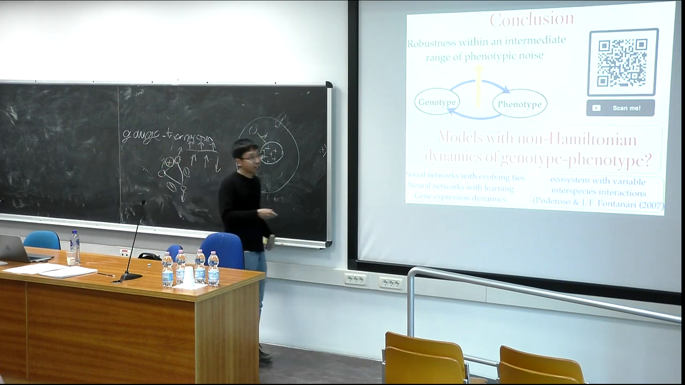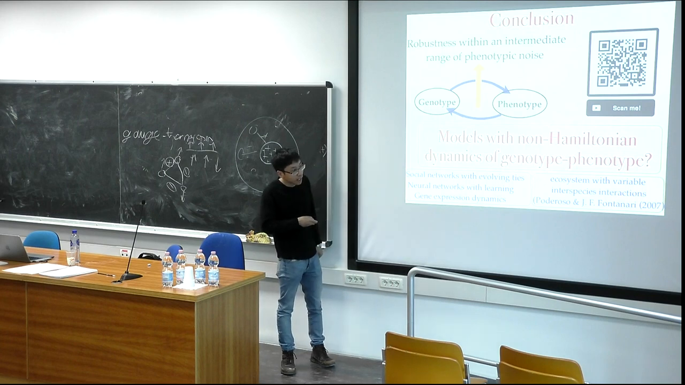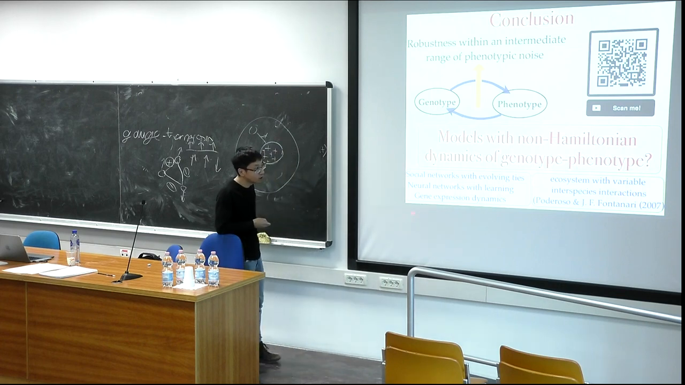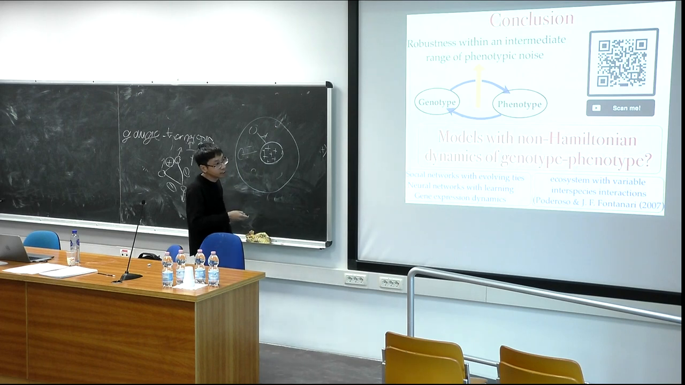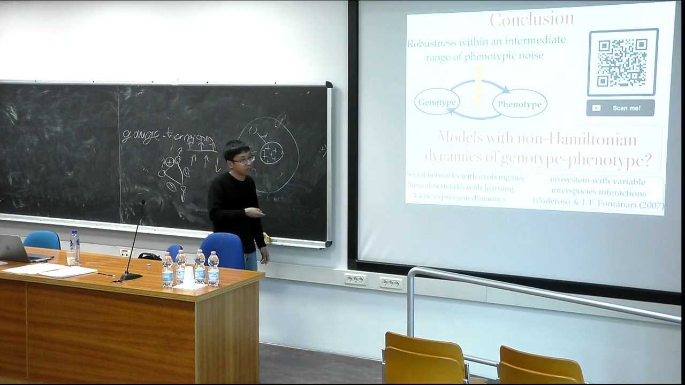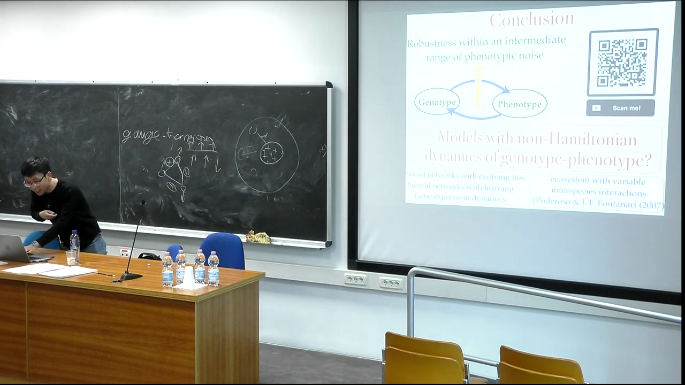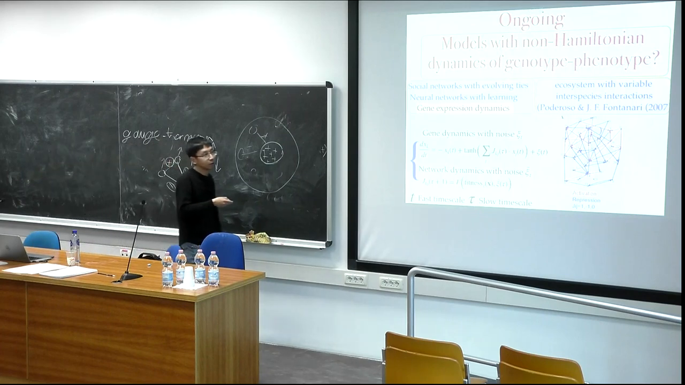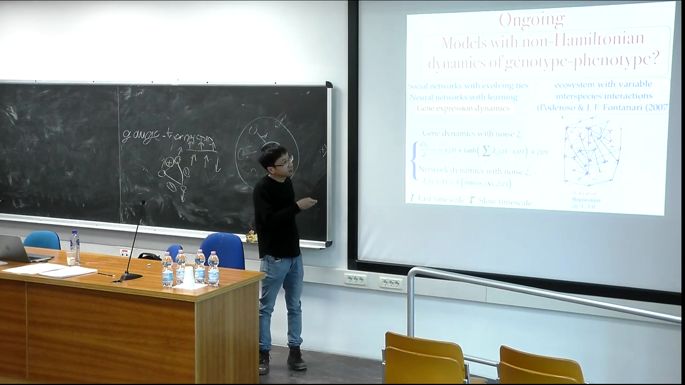And actually, this kind of system with coevolution is quite popular nowadays. It can be observed in social systems involving relationships between people. Again, from the original paper that I cited, you see it has been applied in the context of neural networks with learning. It can also go to ecosystems involving interspecies interaction. One example is this paper. And finally, it can be applied and extended to gene expression dynamics. And actually, I am working on that extension now.